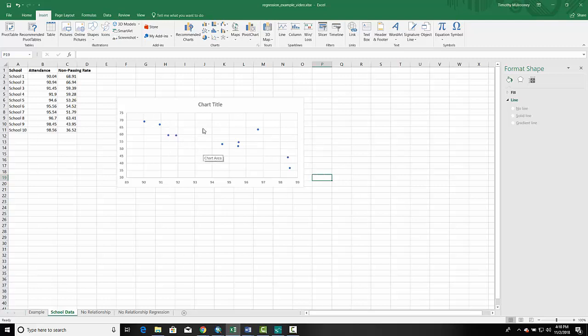Basically, when we look at simple linear regression, we try to explain one variable with another. So our explanatory variable is going to be attendance. We're going to try to see if attendance can explain the non-passing rates. So our dependent variable is going to be on the y-axis, which is our non-passing rate. You can see these go from about 35 up to almost 70 on this axis, and we're just going to graph these.